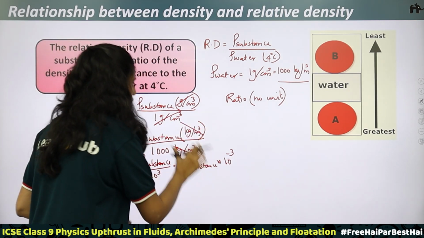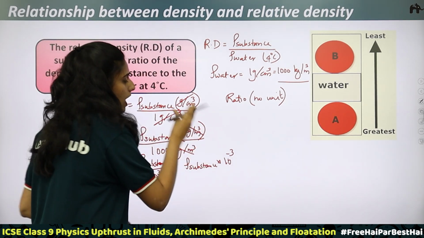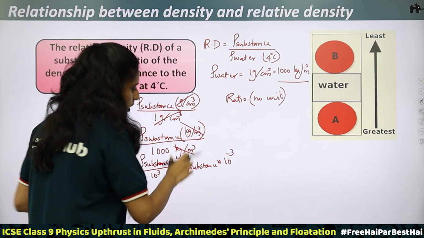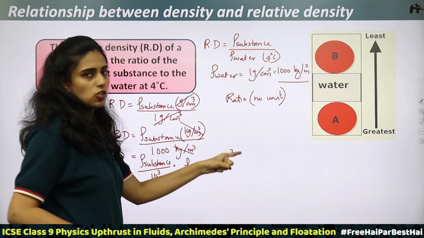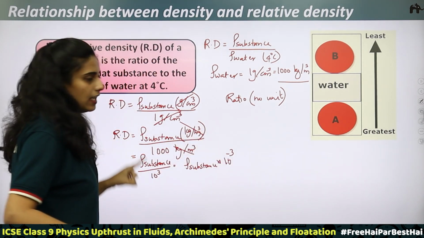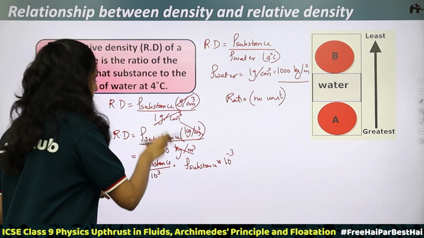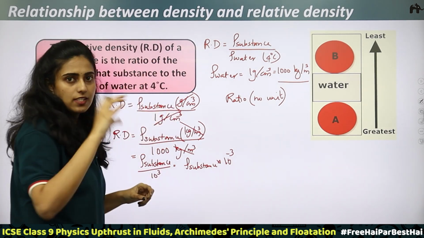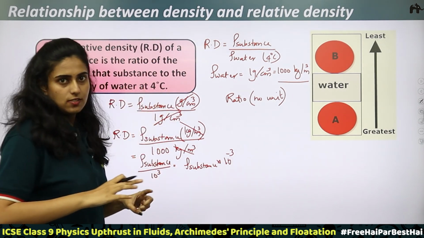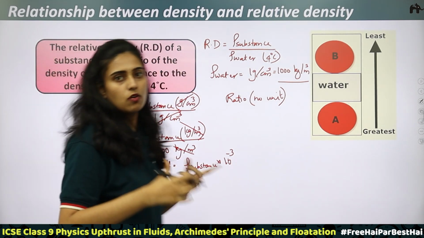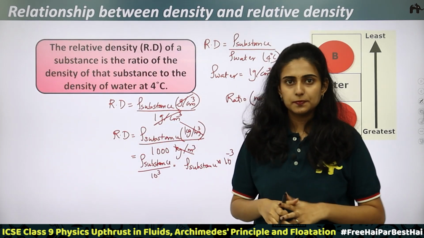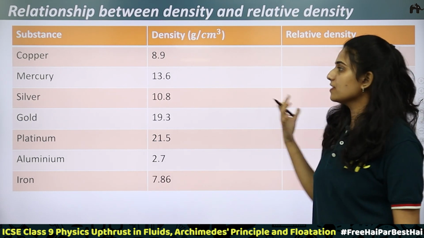So if the density of a substance is in kilogram per meter cube, put the value into 10 raised to minus 3. Then you will be getting the relative density. Relative density will be a fixed value for a substance when it is taken relative to water. Clear? Now let us find relative densities of some substances.